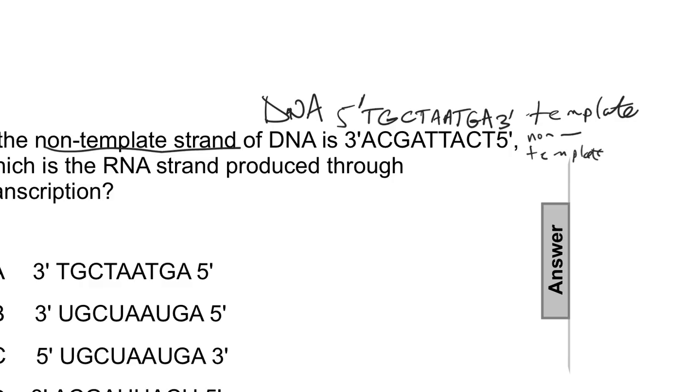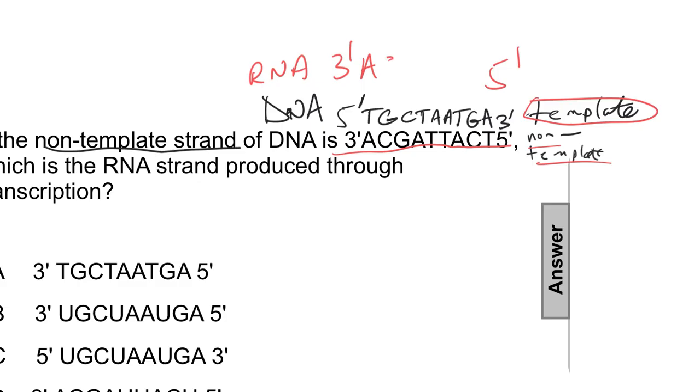Okay, why did I do that extra step? Why didn't I just do RNA off of this? Because that's a non-template. RNA polymerase reads the template. So I had to do my little base pairing with the template strand. So that'd be 3', 5', A, C, G, A. Can't put a T there, so it's U, A, C, T.